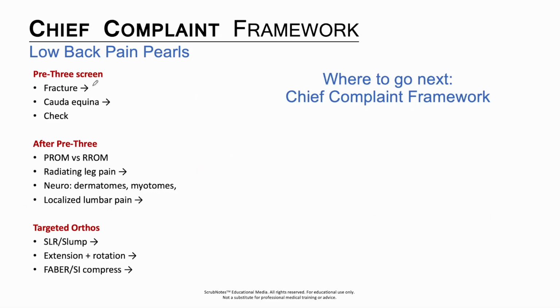To summarize the ScrubNotes MSK framework, first, run the pre-3 safety screen. Next, look for radicular patterns or neurological findings. And finally, run targeted orthopedic clusters like straight leg raise or slump. When low back pain radiates below the knee and nerve tension tests are positive, the most likely diagnosis is lumbar disc herniation with radiculopathy. Once you start thinking about back pain using these diagnostic forks, the entire evaluation becomes much easier.